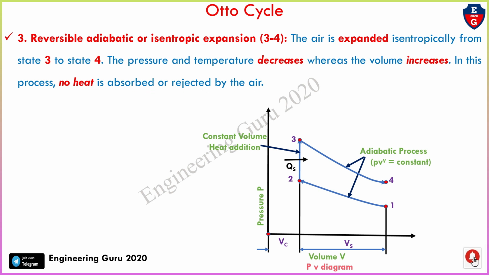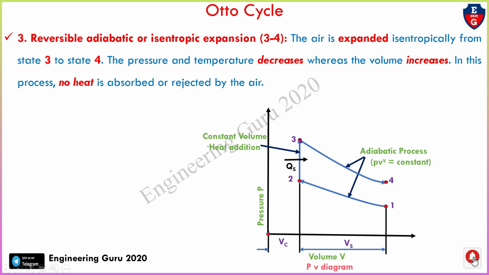We already saw the first and second process: the reversible adiabatic or isentropic compression, and the constant volume heat addition, process 2-3. In the first two steps, pressure and temperature increase, but in process step number 3, process 3-4, the pressure and temperature decrease whereas the volume increases. No heat is absorbed or rejected by the air.